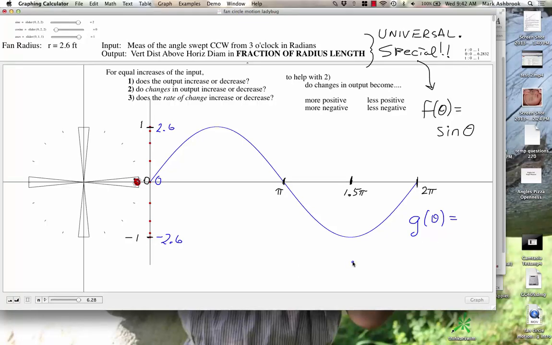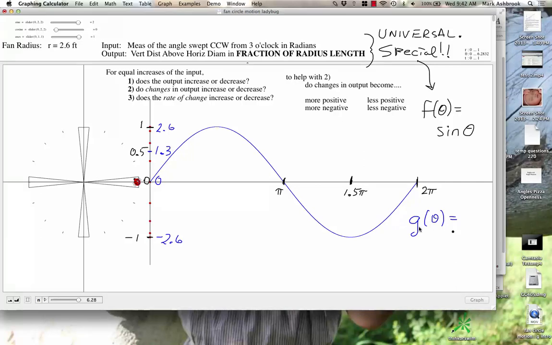So say right here, when we're at half of a radius length, what's the height in feet? 1.3. And what's the value of sine? Half of a radius length. So when we're at half of a radius length up, we know that we're 1.3 feet up. When we're a whole radius length up, we know we're at 2.6 feet up.